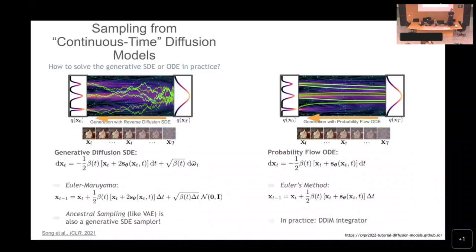But in practice, what we often use is a method called DDIM. It's a particular discretization of the ODE. It was originally motivated as a non-Markovian formulation of diffusion. But I find it most insightful to think about it as a different way of integrating this ODE and solving for the initial condition, which is your image.